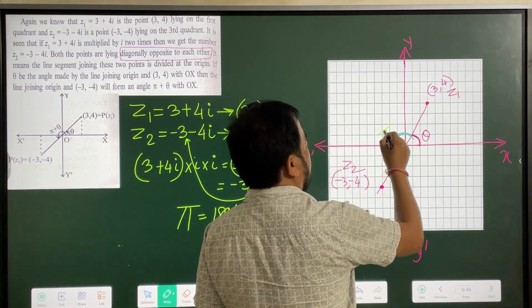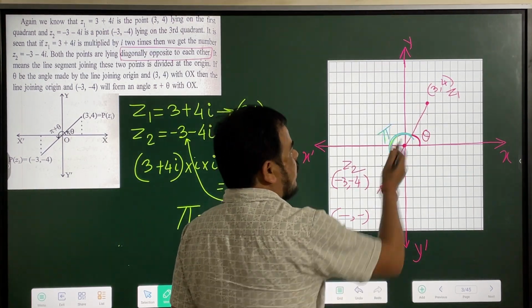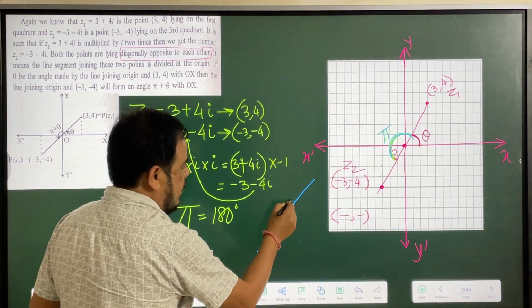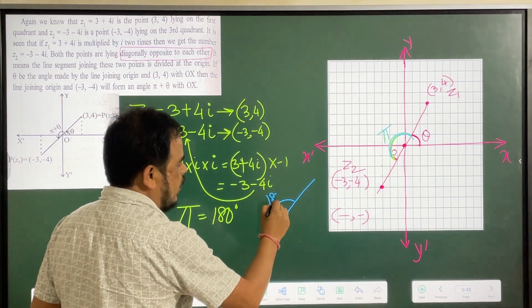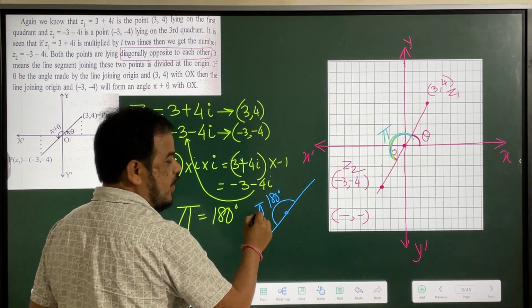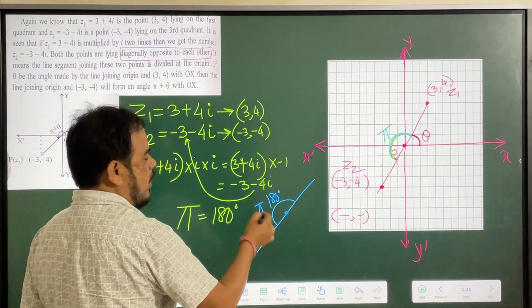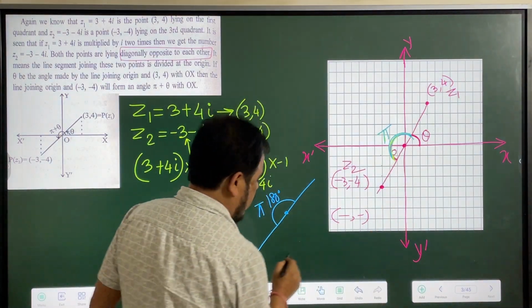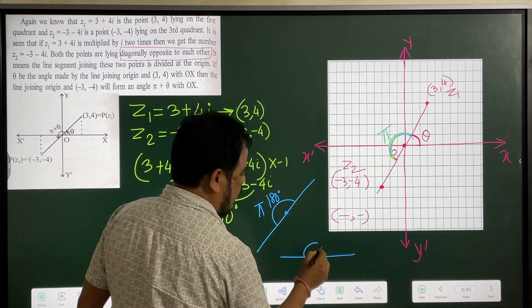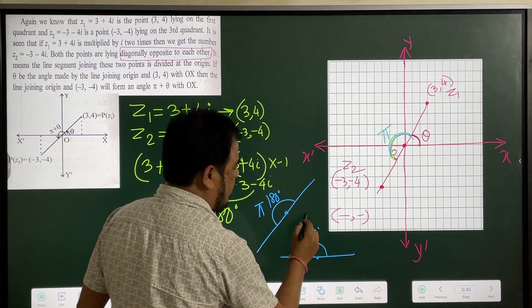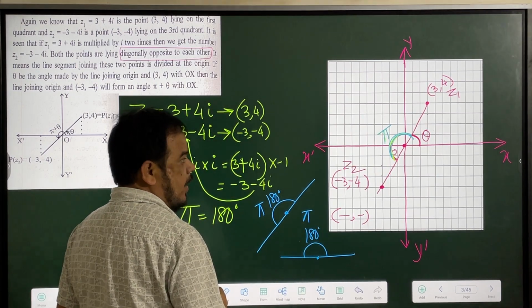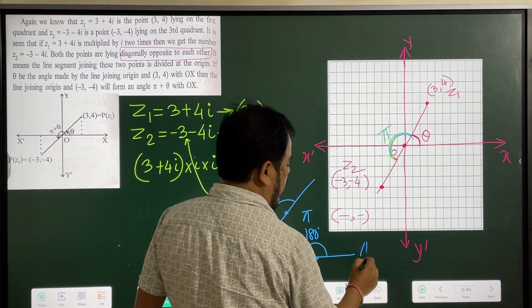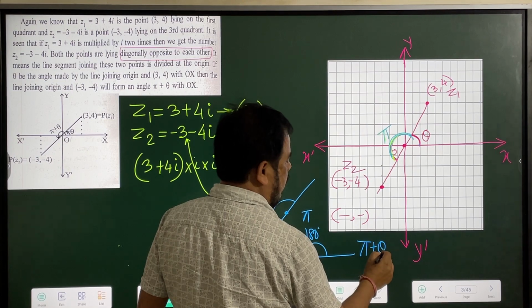Here to here, it will be pi. Why is it pi? This is a straight line. This is a point. This one is always 180 degree, or pi, same thing. Pi is in radian, 180 in degree. So pi means 180 degree. I think you have understood. This is a straight line, here there is a point, so this angle will always be 180 degree or pi. So from here to here it will be pi plus theta.